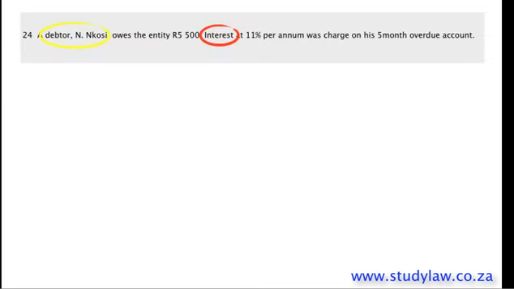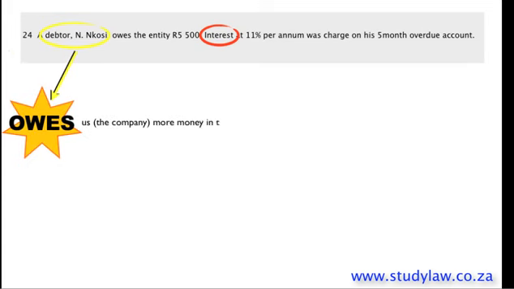Let's look at our first keyword, debtor. Our debtor, N Corsi, owes us money. He owes us more money in the form of interest because he did not pay his account. It is overdue.